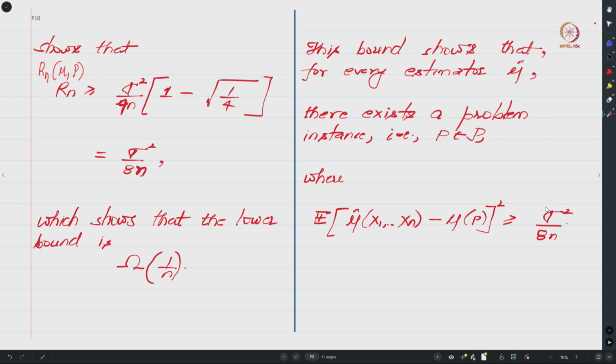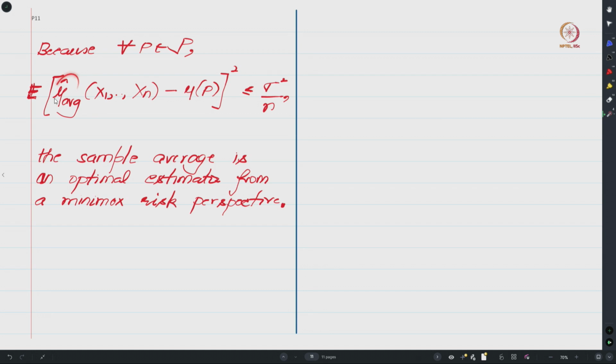So one can show that for any other estimator there is at least one problem instance where it suffers an error of order 1 over n, and then you have this averaging estimator which on all problem instances achieves an error of order 1 over n. So if you look at it from this order perspective, one can see that the sample average is indeed the optimal estimator from this minimax risk perspective.